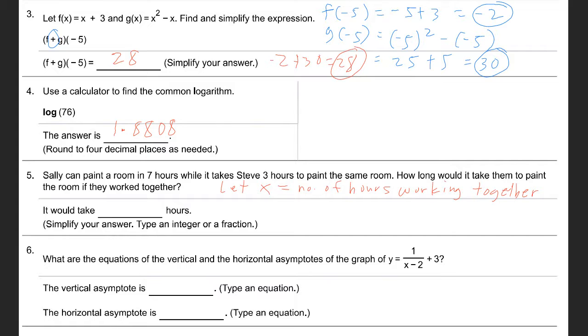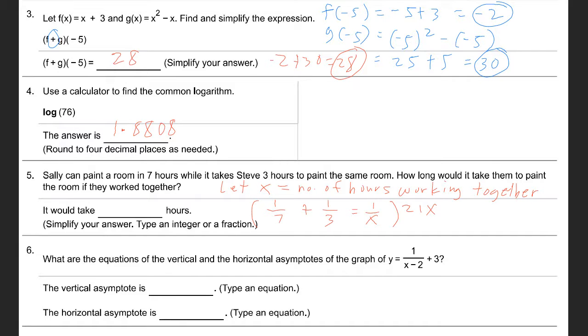Okay, and our equation would be 1 over 7 plus 1 over 3, or 1/3, equals 1 over x. And then we can multiply the whole equation by 21x. That would be the LCM for 7, 3, and x. So that would be 21x. So we can eliminate the bottom terms.